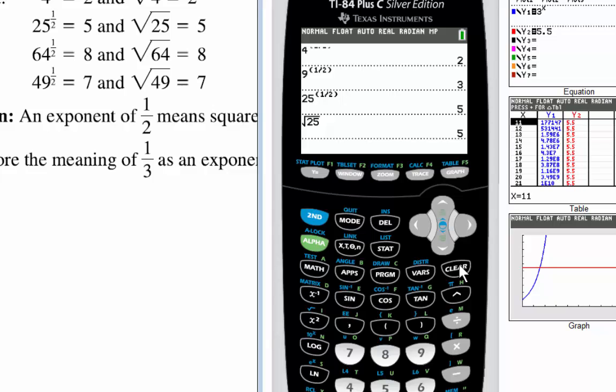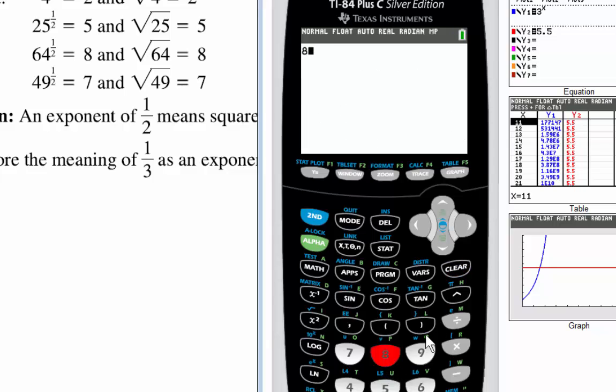Now let's try 1/3. If I take 8 and I raise it to the 1/3, you'll notice I get 2. If I take 27 and I raise that to the 1/3, I get 3. So the cube root of 8 is 2, and the cube root of 27 is 3. So 27 to the 1/3 is the same as saying the cube root of 27. Right? So here's me taking the cube root of 27, and you'll notice I get 3.